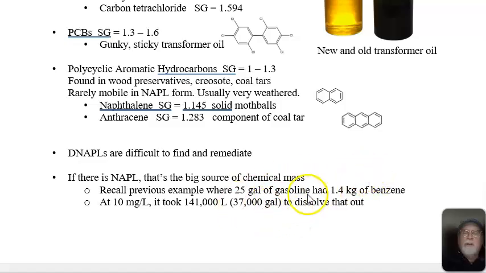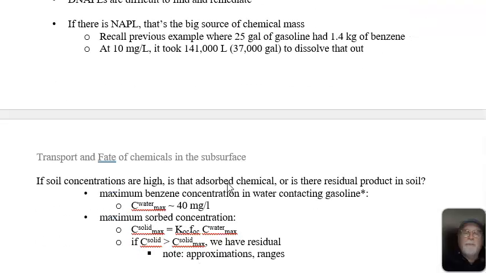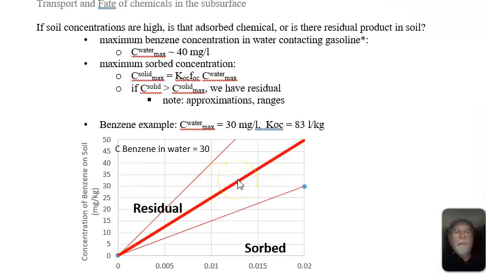And that's an underestimate because if you move the water, it takes time. You don't really have equilibrium conditions. A little note here, something we did in the DNAPL site assessment survey.